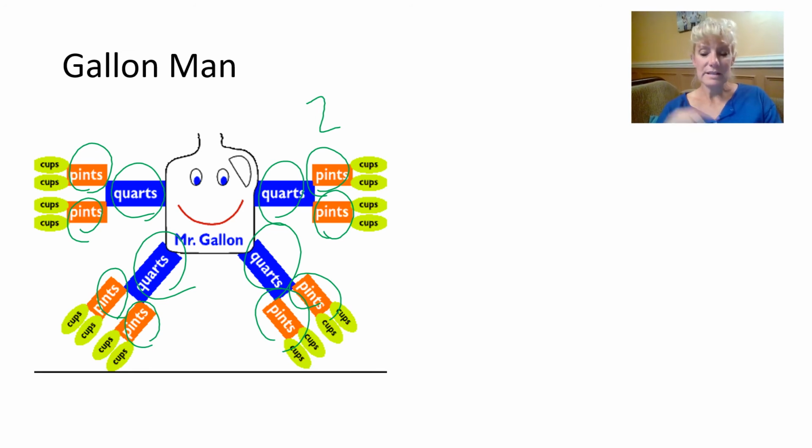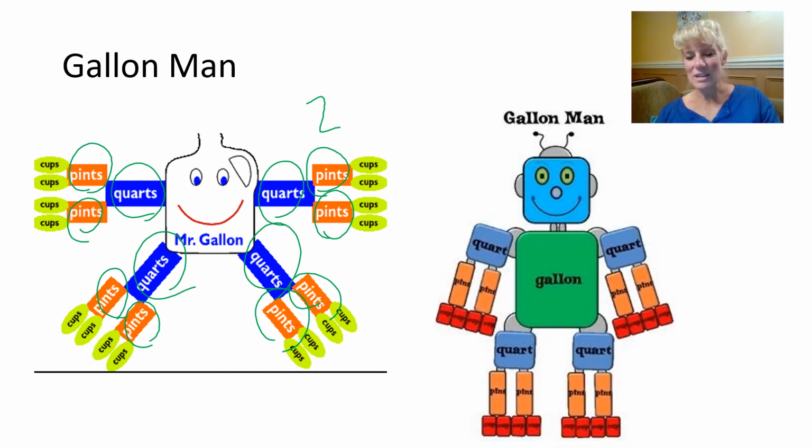And then the last part I say is cup, cup, cup, cup, cup, cup, cup, cup. And then I tap my toes, cup, cup, cup, cup, cup, cup, cup, cup. And that goes for the 16 cups. All right, here's just another look at a gallon man. It's again my preference, but as long as you understand how the gallon works, that is just fine.